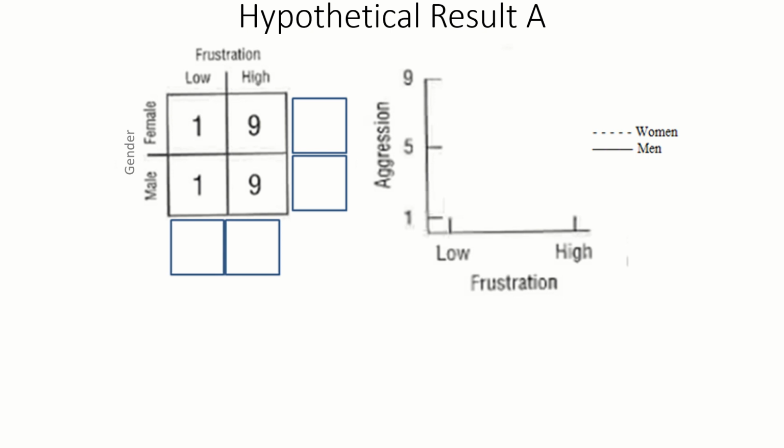Here we are looking at the first set of hypothetical results for our lecture example, examining the effects of gender and frustration on aggression. Right, so we have a two-way between subjects ANOVA going on here, and we have two independent variables, gender and frustration, and then we have one outcome here, levels of aggression.